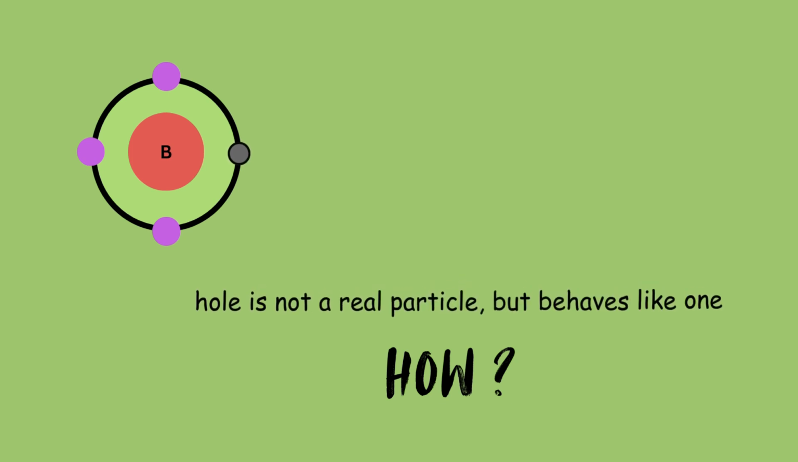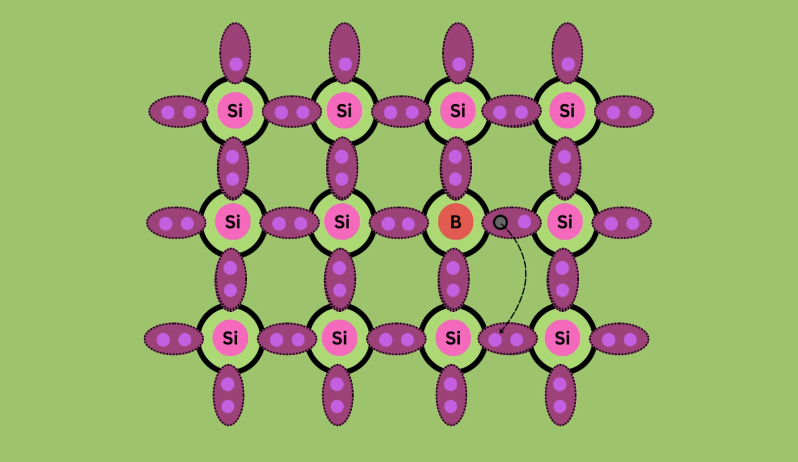But wait, holes are not particles, so how do they move? It's actually the electrons that are moving. An electron in the valence band jumps into a hole, leaving a new hole behind in its original position, and this keeps happening. So it's as if the holes are drifting to the other side. But this movement can't go on forever.